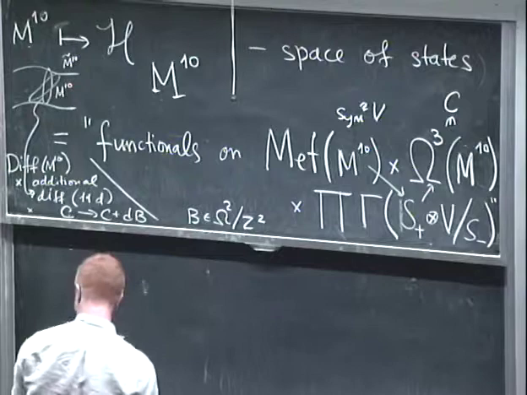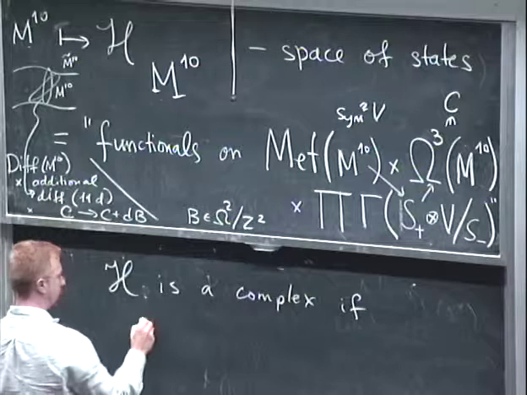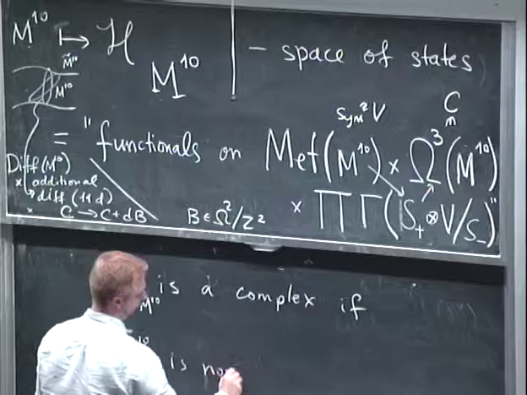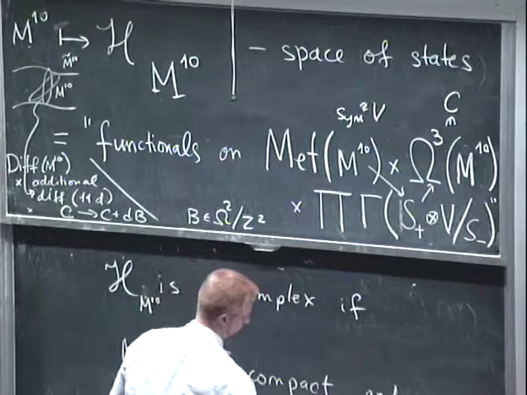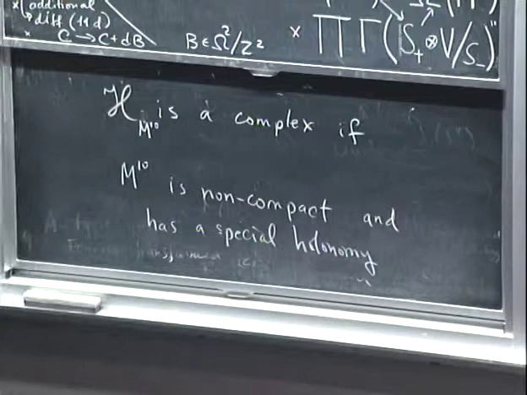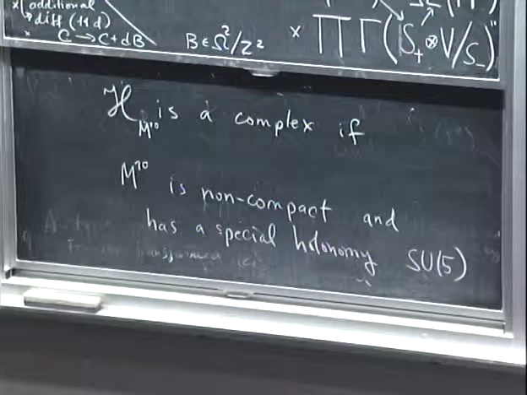So H is a complex if M10 is non-compact and has a special holonomy. Well, for the purposes of today's talk, the special holonomy would be the holonomy SU5. So that means that the holonomy preserves a spinor. So there is a covariantly constant spinor.